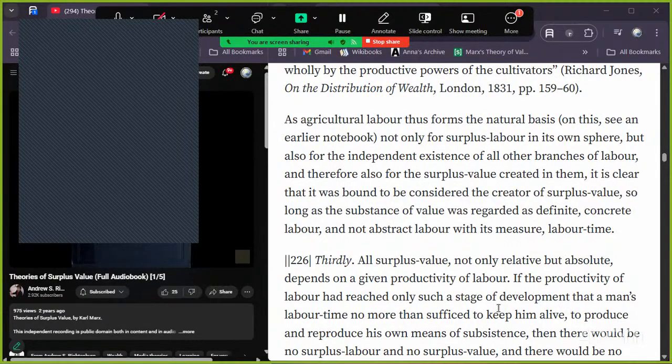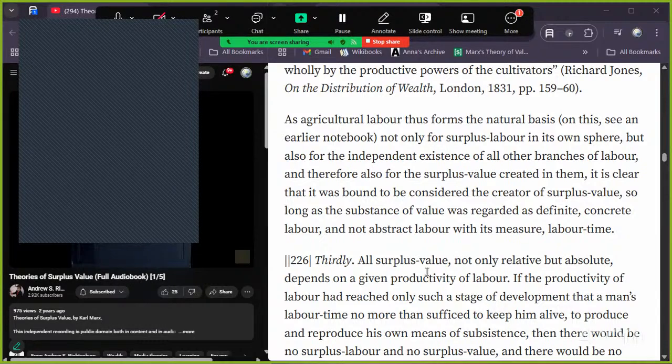As agricultural labor thus forms the natural basis not only for surplus labor in its own sphere, but also for the independent existence of all other branches of labor, and therefore also for the surplus value created in them, it is clear that it was bound to be considered the creator of surplus value, so long as the substance of value was regarded as a definite, concrete labor, and not abstract labor with its measure, labor time.